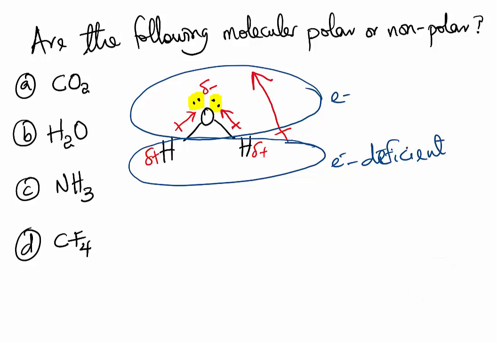This side is electron rich. And because one side of the molecule is richer in electrons than the other side, water is said to be polar. Water is a polar molecule. Let us now take a look at question C.